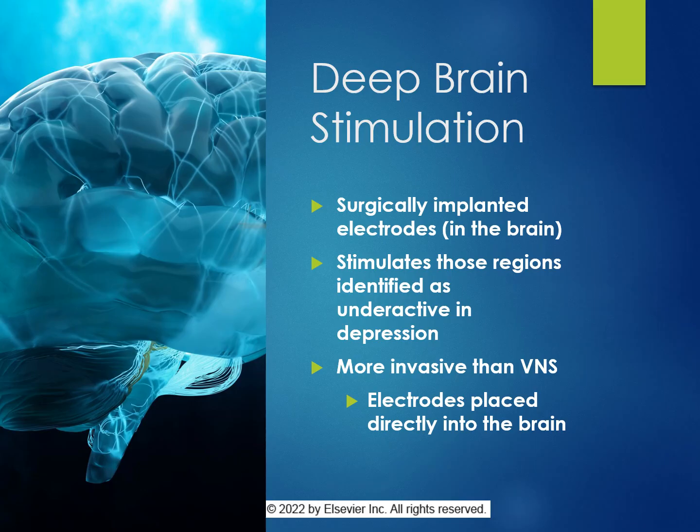Deep brain stimulation. Surgically implanted electrodes are placed in the brain. These stimulate underactive brain areas involved in depression. This treatment is used only for severe treatment-resistant depression. More invasive than the VNS because the electrodes are placed directly into the brain.